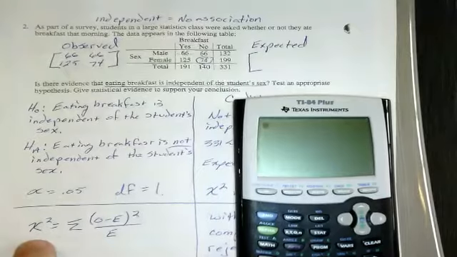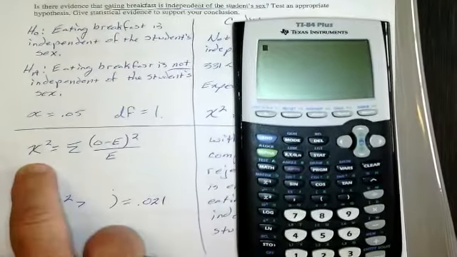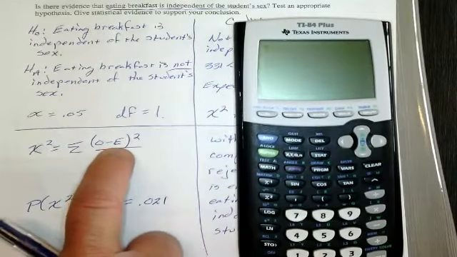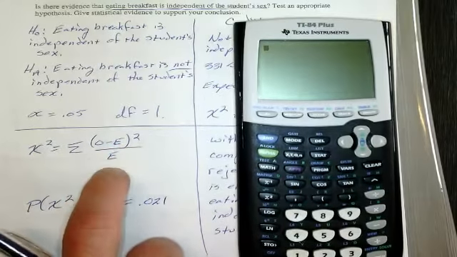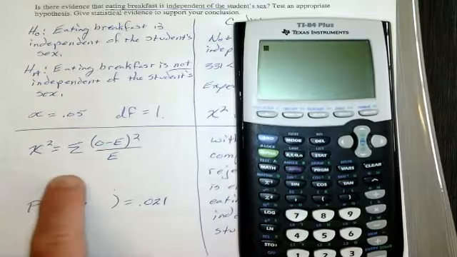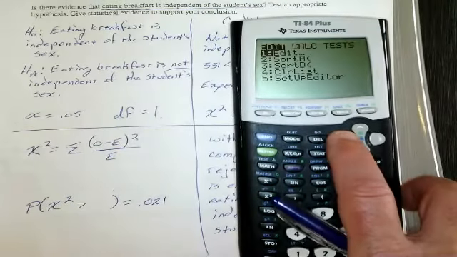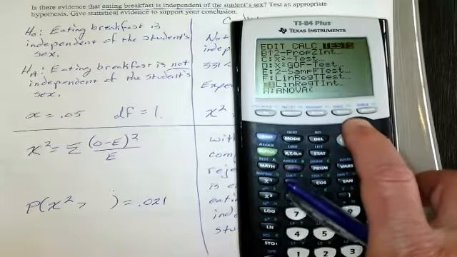So we have chi-squared, sorry, let me adjust my screen here. We have chi-squared equals the sum of the observed minus the expected squared over the expected. Well, we need to find this sum. So let's run the test. So stat, test, and we go up.